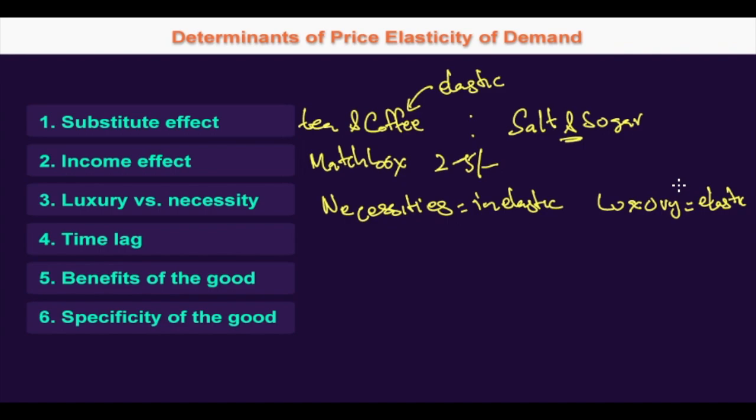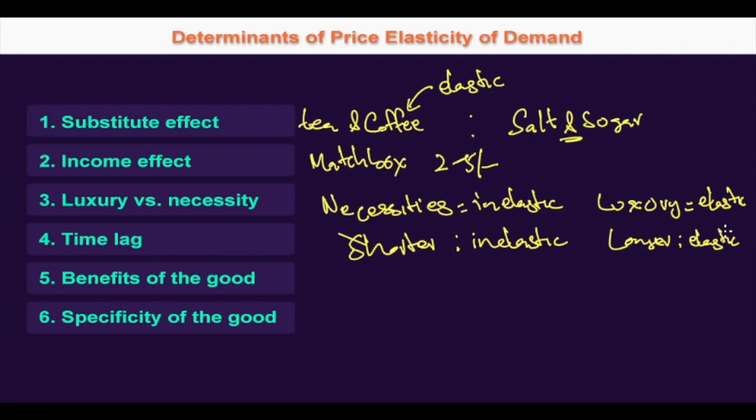But if there is a longer period of time, for example, if the price of oil changes in the next year, we have the time to adjust by buying a more economical car or moving closer to work, school or university. So in that case, the demand for petrol might be elastic. In a shorter period, it might be inelastic, and for longer time horizons, it is said to be elastic. So this is a key determinant also.